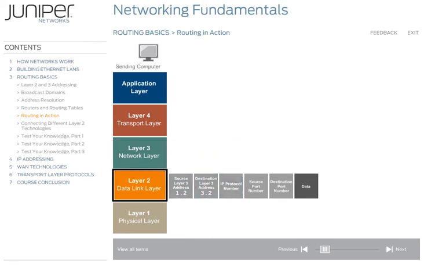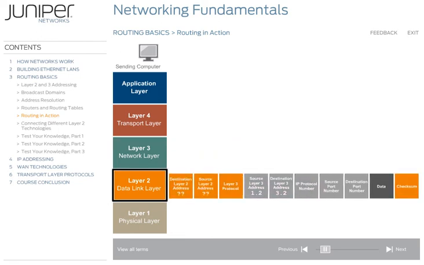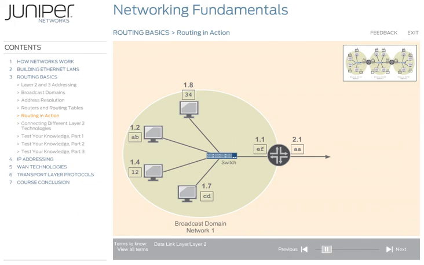Moving on to Layer 2, things get a bit tricky. Before the source PC can add the Layer 2 header, it must determine if the destination PC is on the same network by examining the network portion of the destination Layer 3 address. Let's focus on Network 1 for a moment to see what happens within this network.